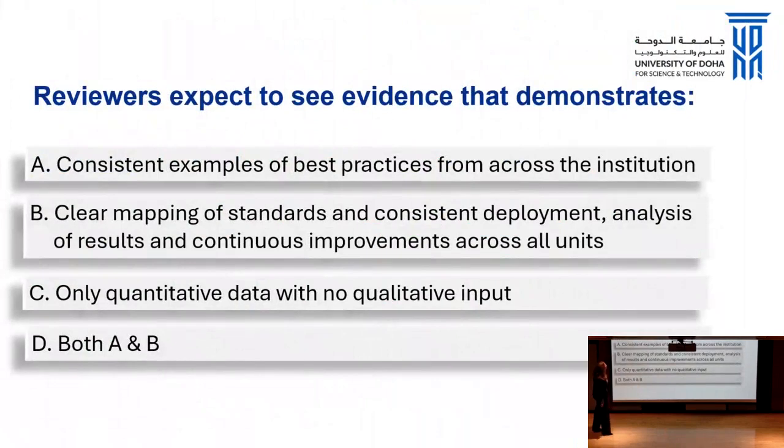Next, reviewers expect to see evidence that demonstrates what? Consistent examples of best practices from across the institution. Fair mapping of standards and consistent deployment, analysis of results, and continuous improvement across all units, all business units. Only quantitative data with no qualitative input. Boy, I would hate to read a self-study report that only has quantitative data without any narratives. Both A and B, maybe. Anytime you see both A and B or all of the above, it's a good chance that that's probably the right answer.